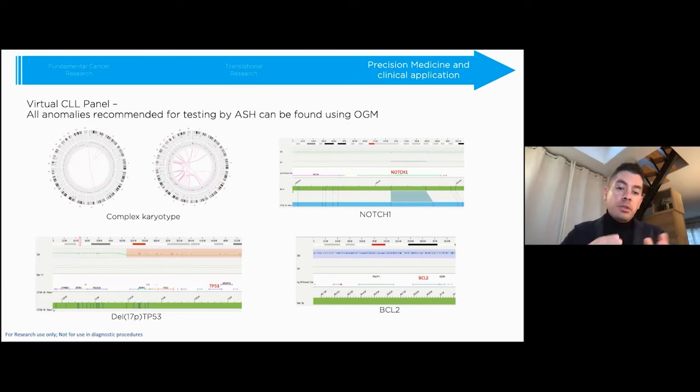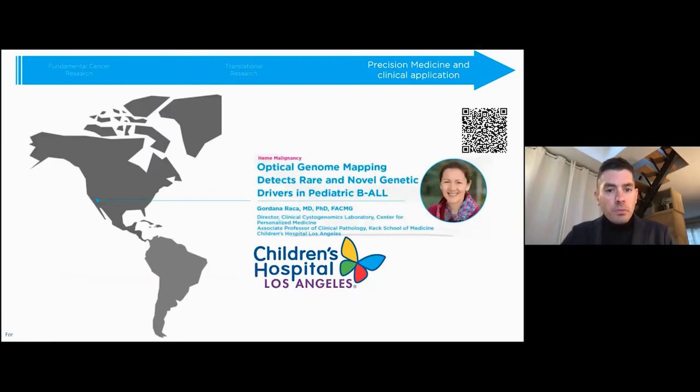And this leads me to the second study from Children's Hospital Los Angeles, where Dr. Gordon Raca reported the identification of variants missed by standard methods and not identified by their custom gene panel, since it was not expected in this type of leukemia. And this illustrates the importance of a genome-wide, unbiased structural variation detection as provided by Saphyr.